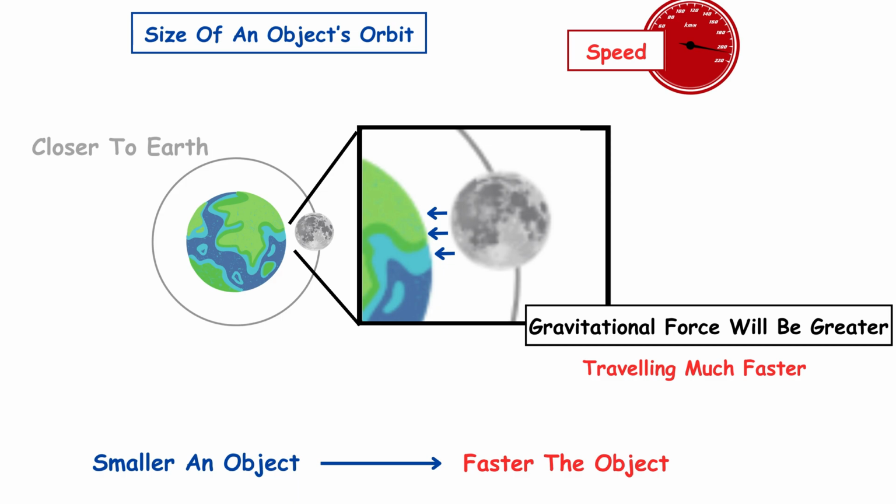If the object is not moving fast enough, it will be pulled into the body it is orbiting. On the other hand, if it moves too fast, it might escape the orbit altogether. Maintaining the right speed for the size of the orbit is what allows the object to continue moving in a smooth and consistent path around its central body. That is everything we wanted to explain in this video.